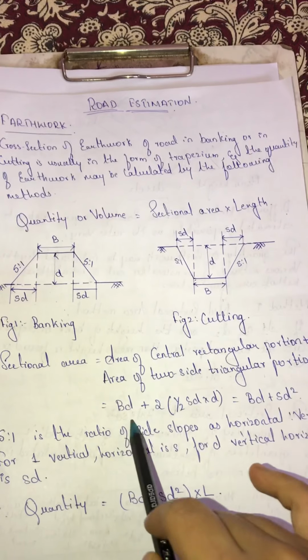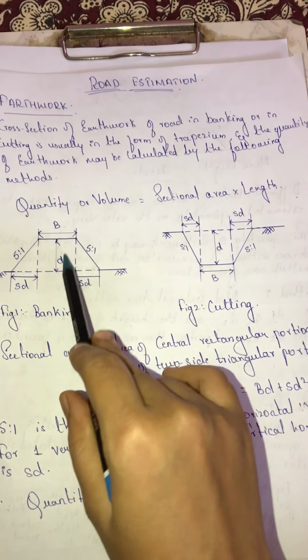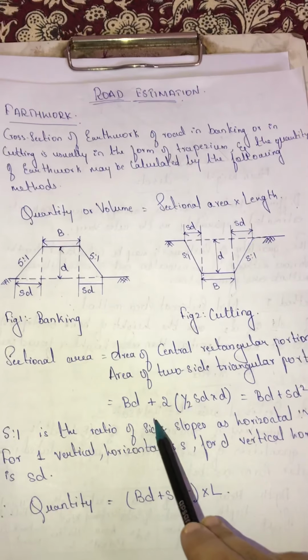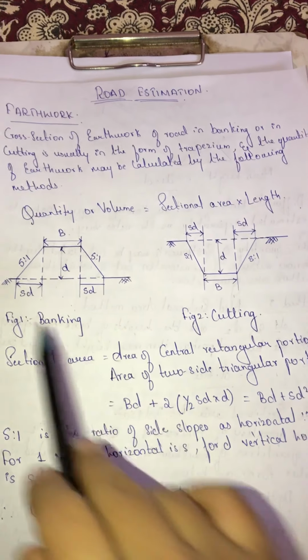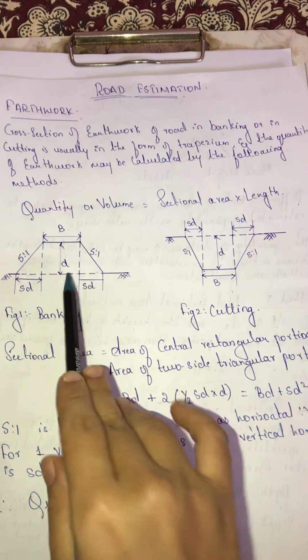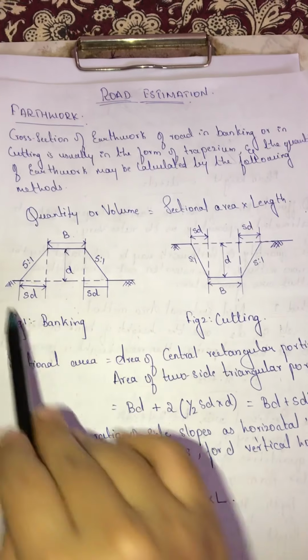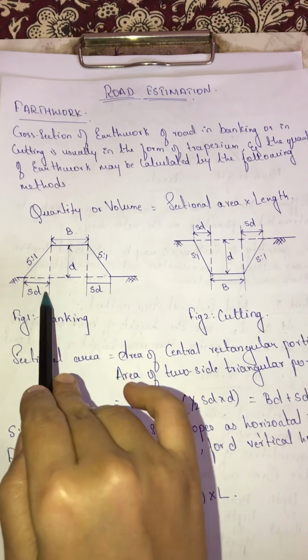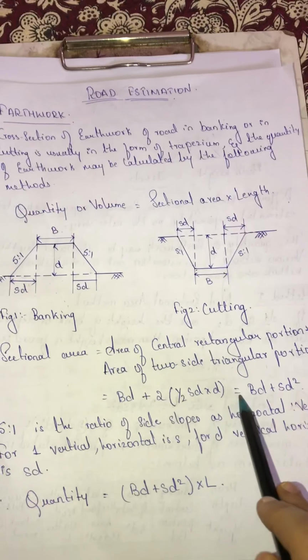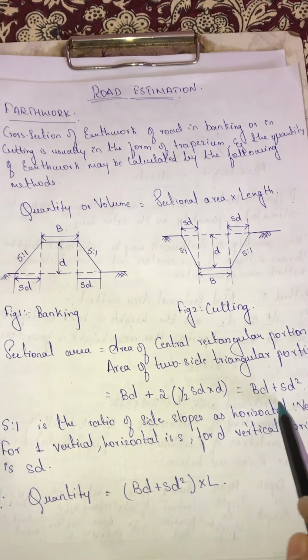The area of the central rectangular portion will be B into D. Next, plus 2 times the area of the triangular portions, that will be half S D into D, that is the height. So the total area will be BD plus SD square.